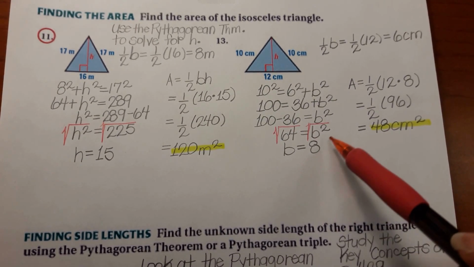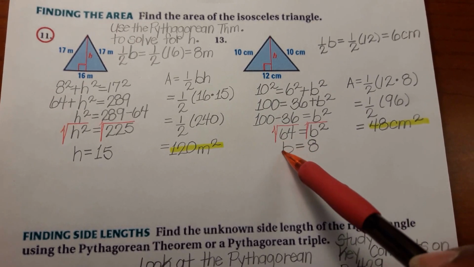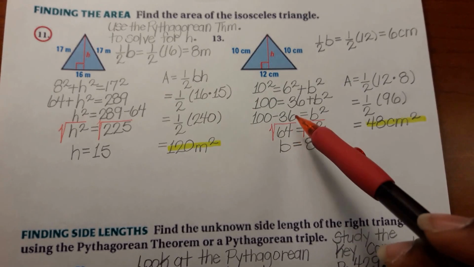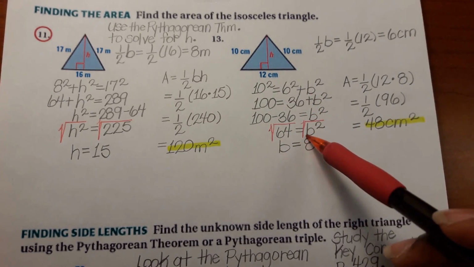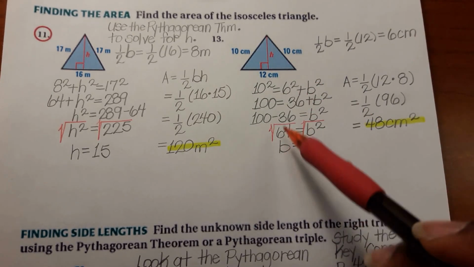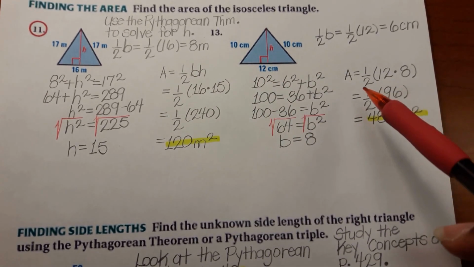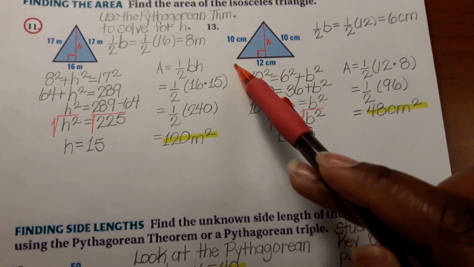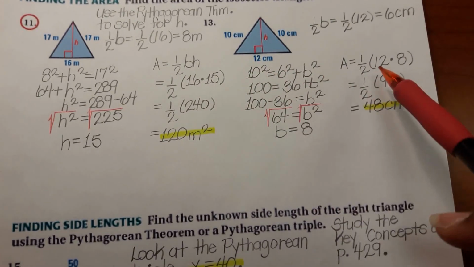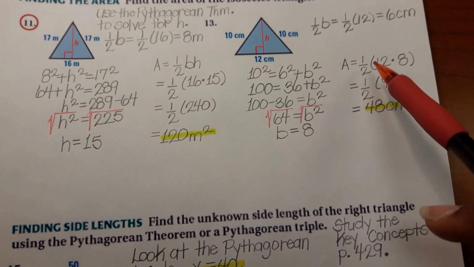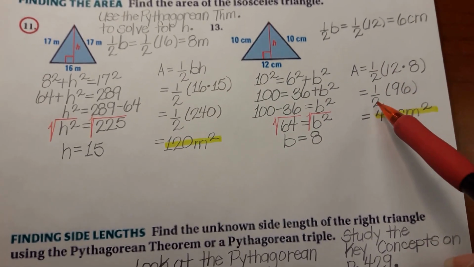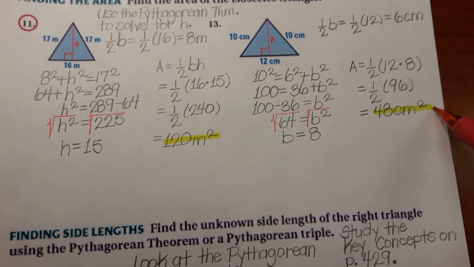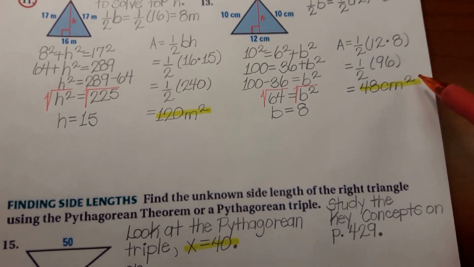After that, you want to plug in. And remember, that says B, but your B in this case represents the height. So if that confuses you, just replace that with an H. Everywhere you see a B here, just replace it with an H, because that's your height measure. My area is 1/2 base, which is 12, because you're taking the area of the entire triangle, not part of it, times my height, which is 8. 12 times 8 is 96. Half of 96 is 48 centimeters squared, or square centimeters. You can say it either way.